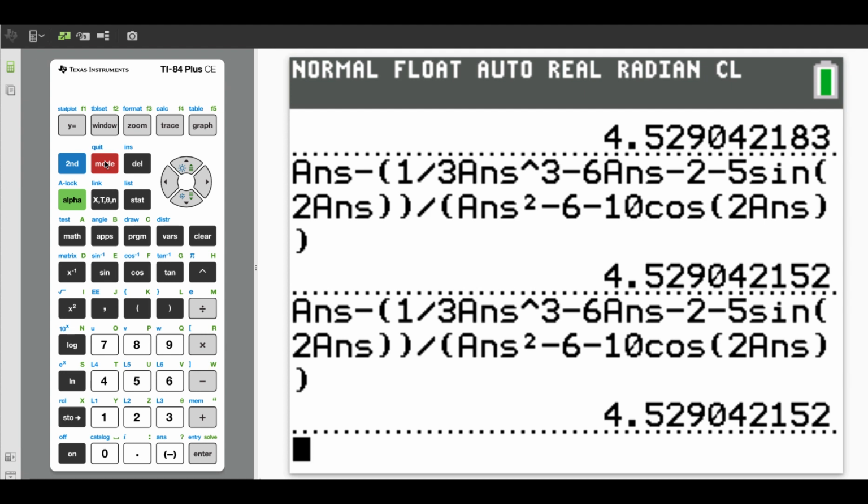All right, Newton's method. Again, optional topic, but very cool. And the derivatives involved are very simple, but very powerful.